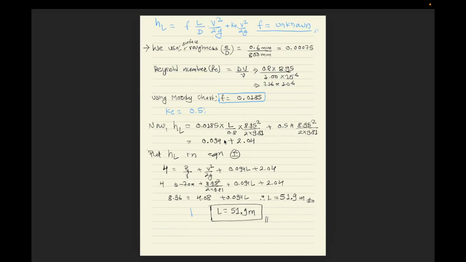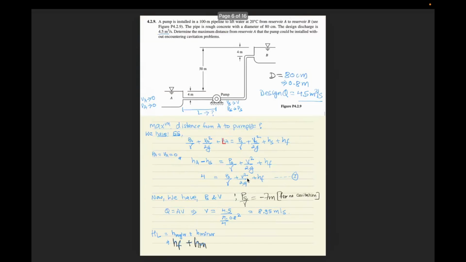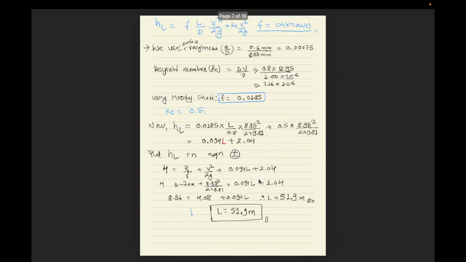Here it should be L. Okay. And we have this HL equal to 0.094L plus 2.04. Now let us put HL in equation 1, that is here. In place of HF, we need to put that equation.